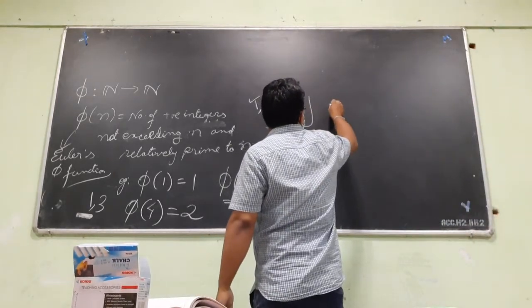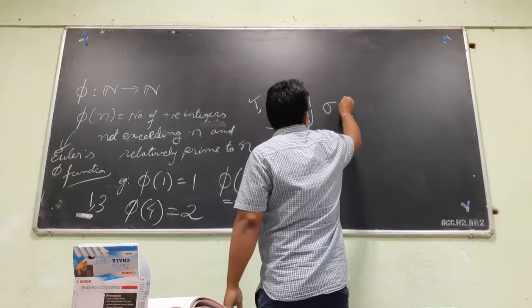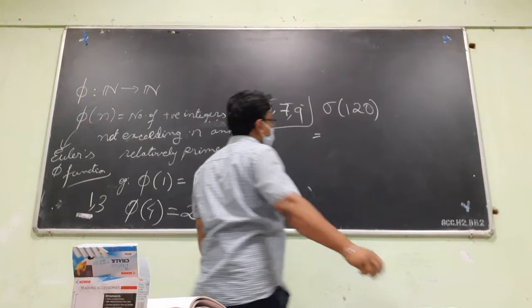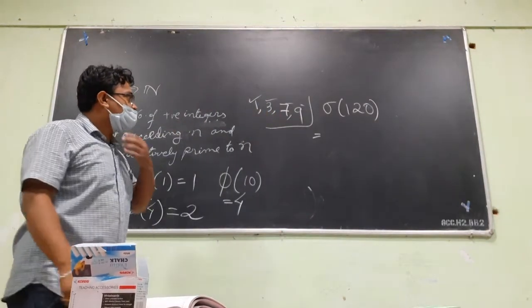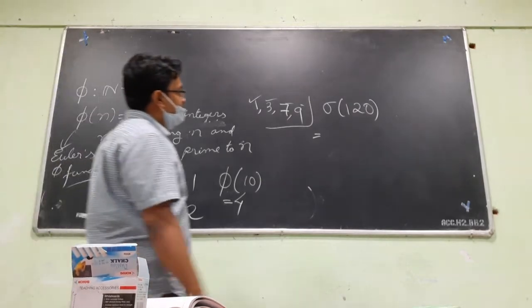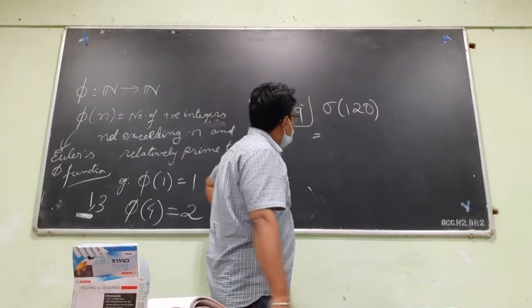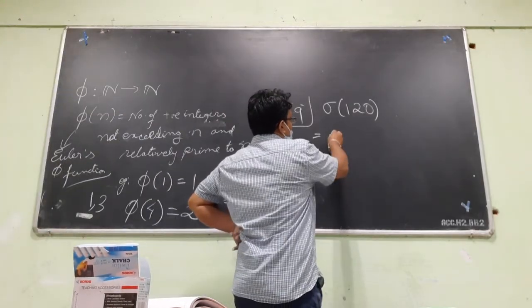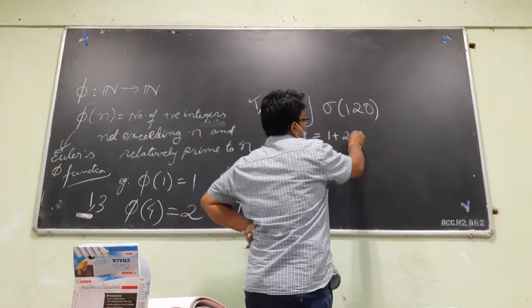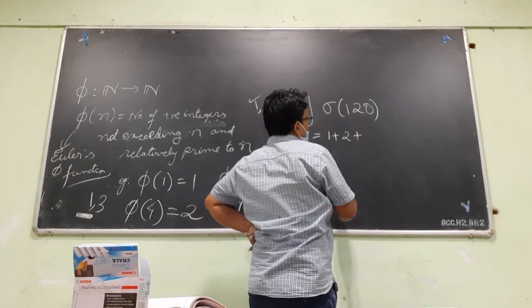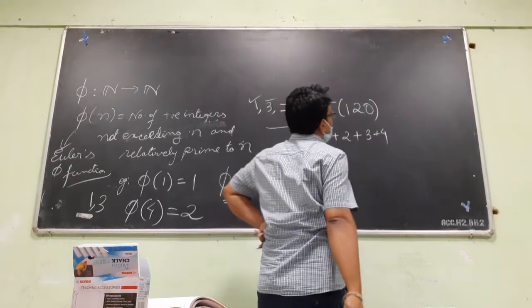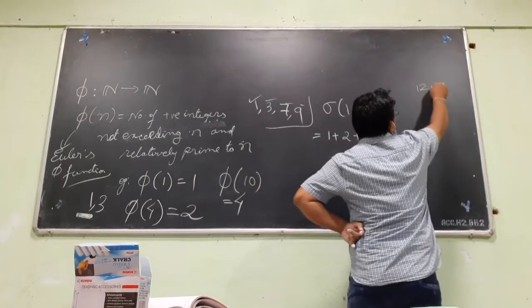So let us try one simple thing. Find the sigma of 120, the sum of all possible divisors of 120. Can we find it easily? Sigma of 120 is the sum of all positive divisors of 120. So what are the divisors? 1, 2, then 3 is also a divisor, 4 is a divisor. So what are the divisors of 120?